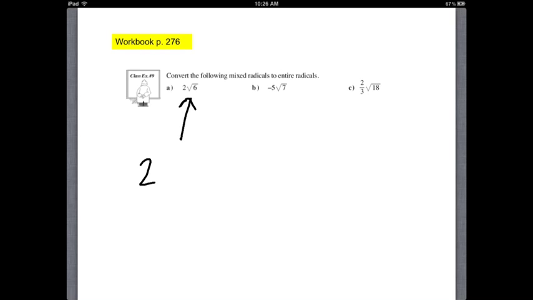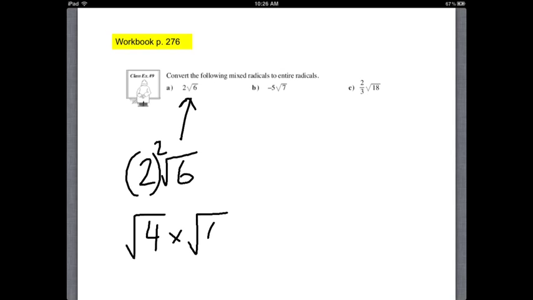You have 2 root 6. All you need to really do is take the coefficient on the outside and square it and put it underneath the root sign. So for this case, 2 squared is 4. Put it underneath the root sign and then times that by that radical that's already there. So what you're left with is 4 times 6, that's root 24, and you're done.